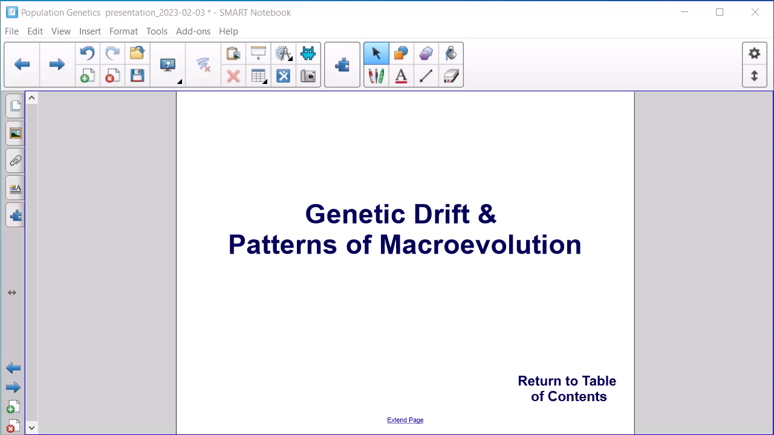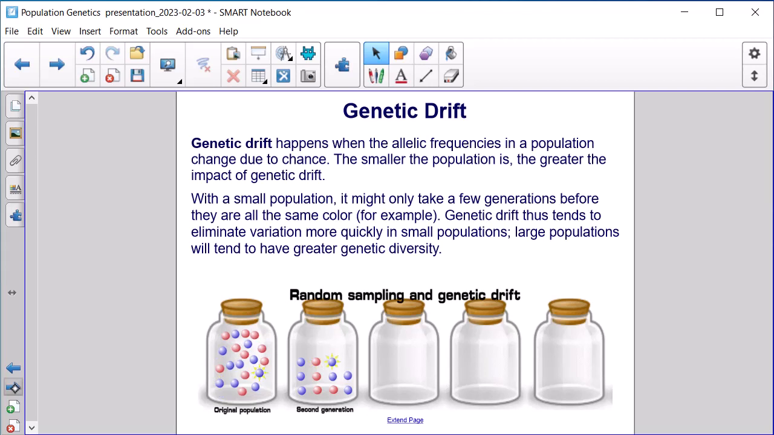Genetic drift and patterns of macroevolution. Genetic drift happens when the allelic frequencies in a population change due to chance. The smaller the population is, the greater the impact of genetic drift.